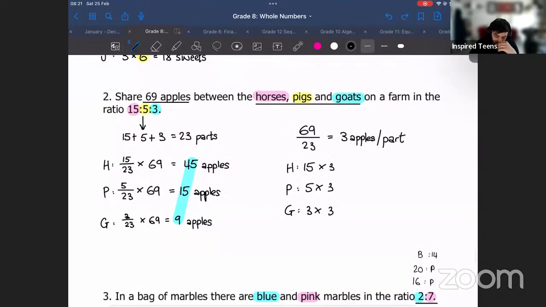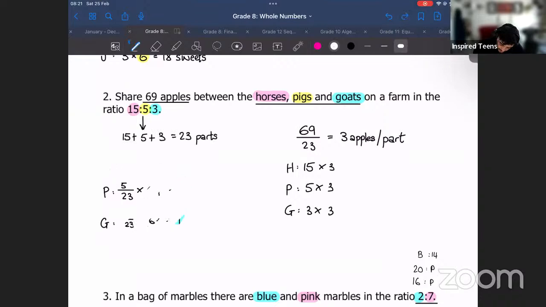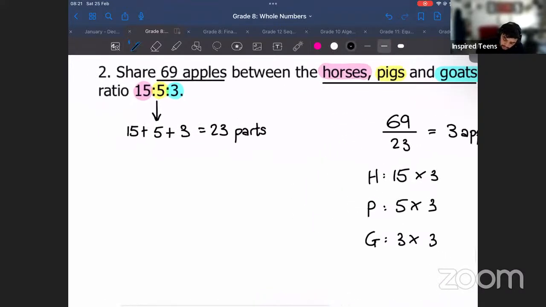Okay, I just want to quickly go through this one more time. Let's get rid of everything and just go through it entirely, right? I think people understand that. Okay, so firstly, share 69 apples between horses, pigs, and goats on a farm in the ratio 15:5:3. Now, we need to calculate the total amount of parts, or let's call it shares. So this guy gets 15 shares, 5 shares, 3 shares. So in total, we have 23 parts or shares. Okay, so 23 parts, and then we can easily distribute.